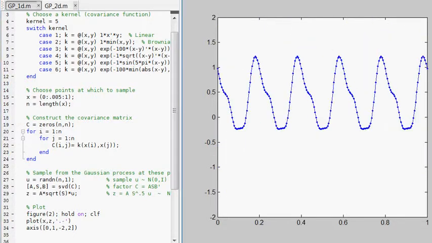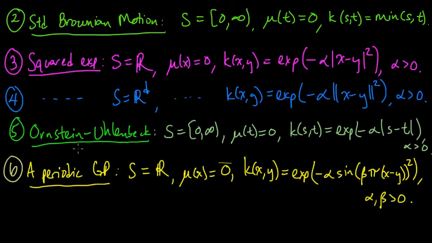And of course, you can change the period if you want. And if I didn't square that, then it would probably be something more spiky. So you can play around with all these different things. By the way, I haven't personally verified that that is in fact a valid covariance function. But it's not giving us any errors, so it looks like it probably is.